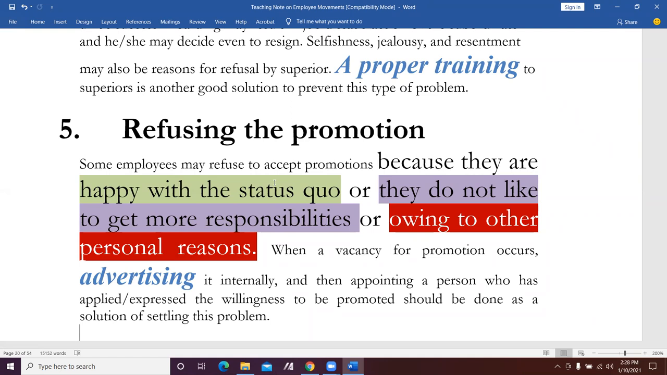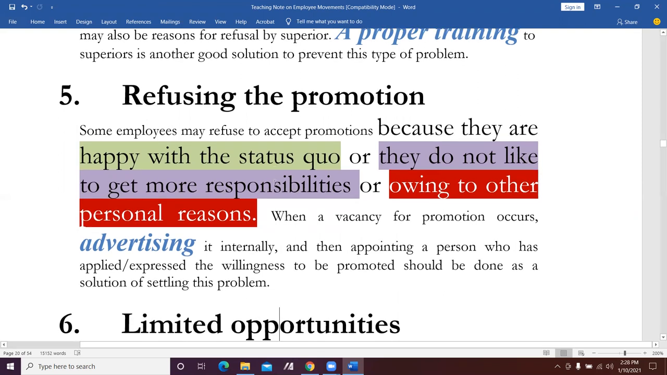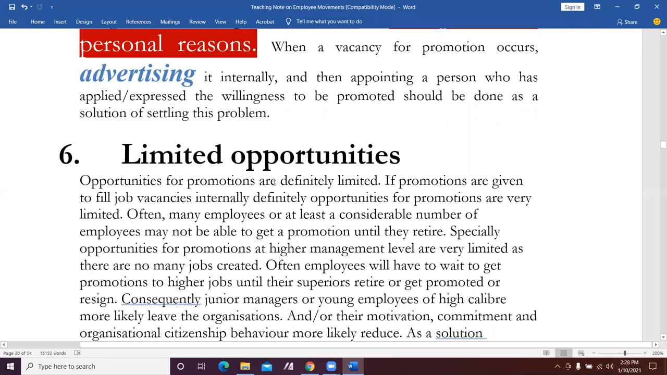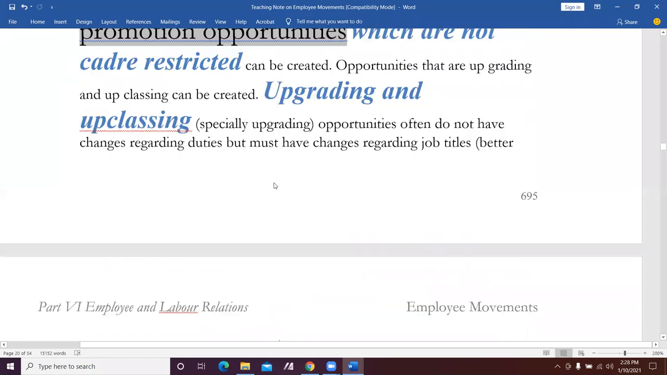Refusing promotion can occur mainly if we follow the first way of promoting, that is by management decisions, the closed method. Can you remember the closed method? So therefore, we can use the open method. Then we only consider people who have applied for the promotion. Applying means that the person has an interest in getting the promotion. Therefore, those who don't have an interest in getting the promotion don't become applicants under the open method. Okay, right.